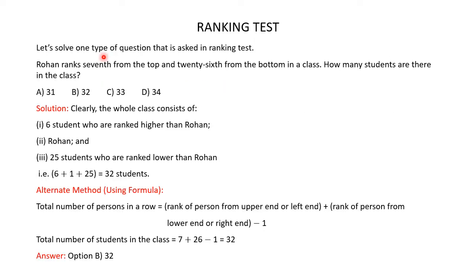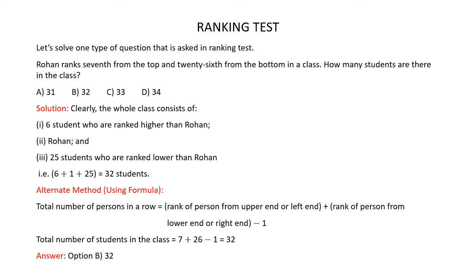Let's solve one type of question that's asked in ranking test. Rohan ranks 7th from the top and 26th from the bottom in a class. How many students are there in the class? You are given 4 options and you have to find out which of these options is the correct one. Now from the question you can see that it's given that Rohan ranks 7th from the top. This means that 6 students are ranked higher than Rohan. It's also given that Rohan ranks 26th from the bottom in the class. This means that 25 students are ranked lower than Rohan.